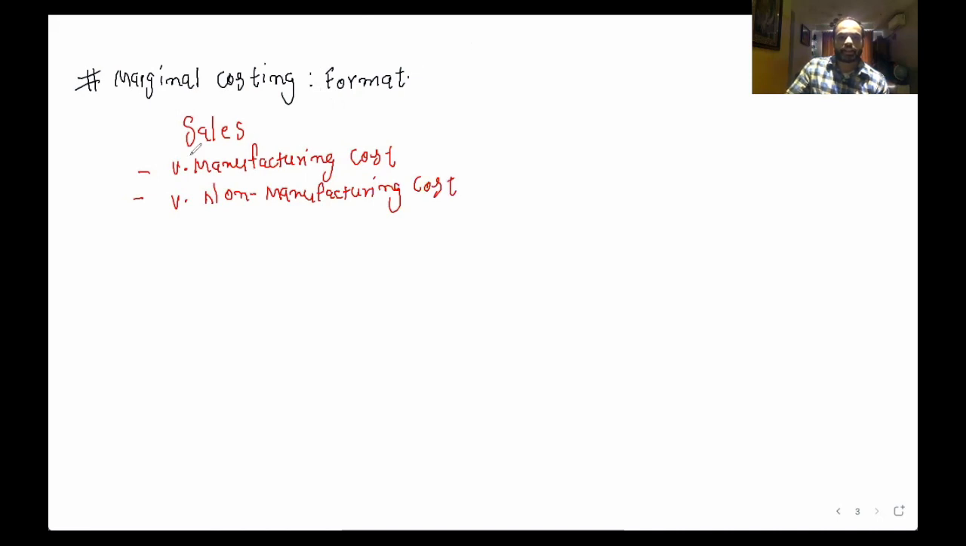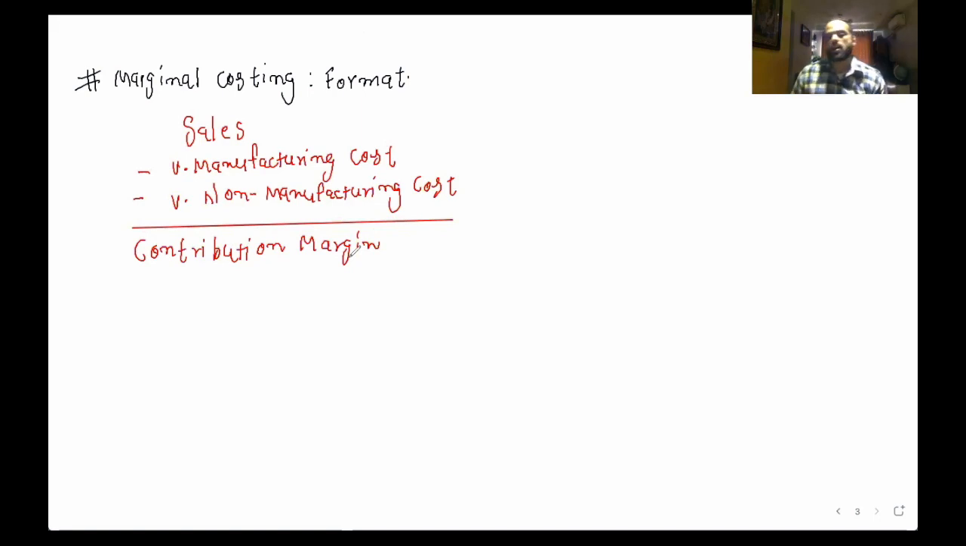So sales minus total variable cost, variable manufacturing and variable non-manufacturing. This is called the contribution margin. Now, what does contribution margin mean?